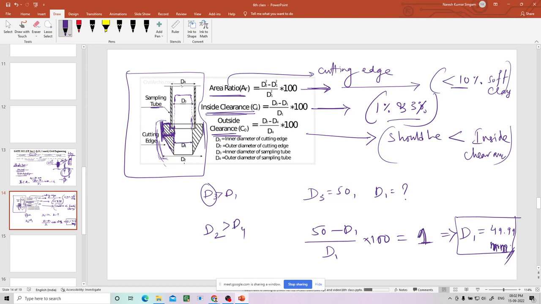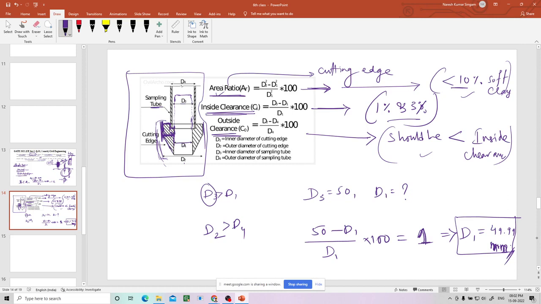In this way you can find out the area ratio also. You can find out the outside clearance ratio, and you can see whether they are falling within the range. Right? So do this as homework. Let us solve this in the next class. So with this I am completing the session. Is there any doubt?